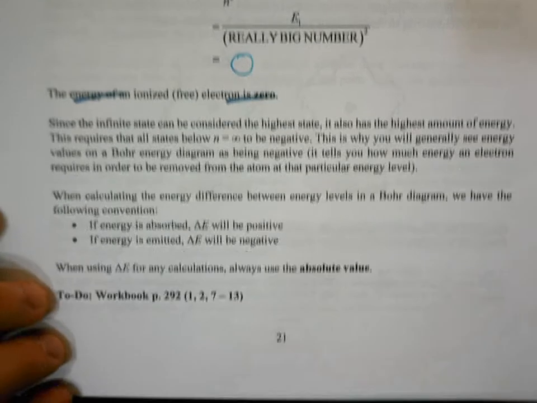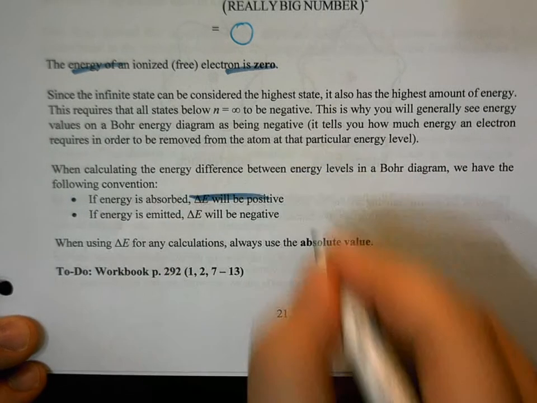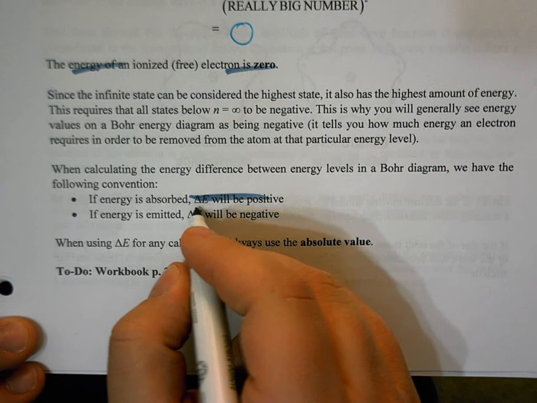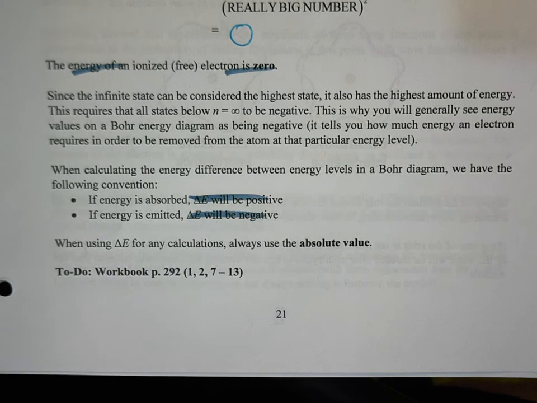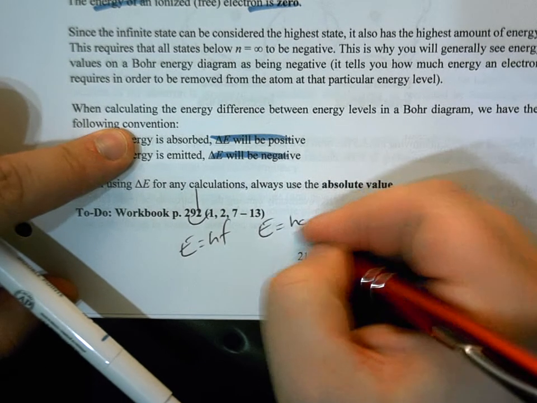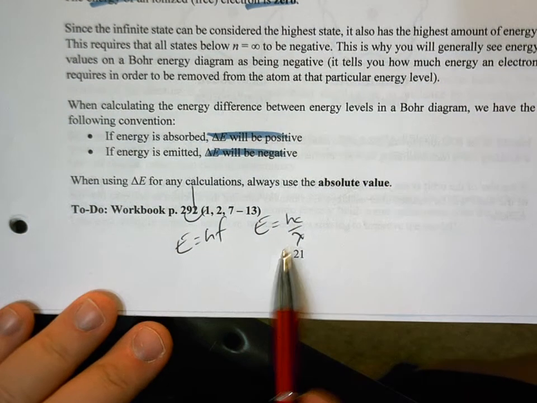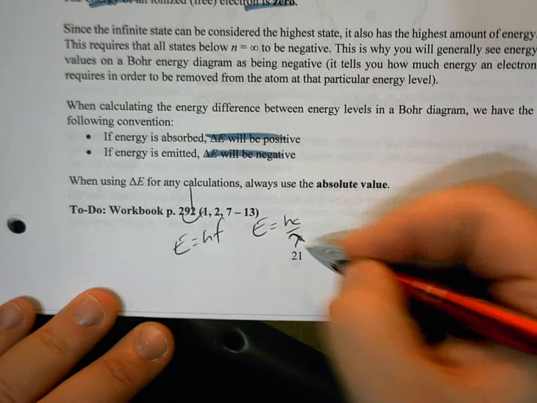So last thing, when we're dealing with energy differences in a Bohr level diagram, if energy is absorbed, delta E is going to be positive. If energy is emitted, delta E is going to be negative. If you happen to be using that change in energy for calculations, like E equals hf or E equals hc over lambda, in those cases just use the absolute value, because we don't deal with negative frequencies and negative wavelengths. So just something to be aware of.